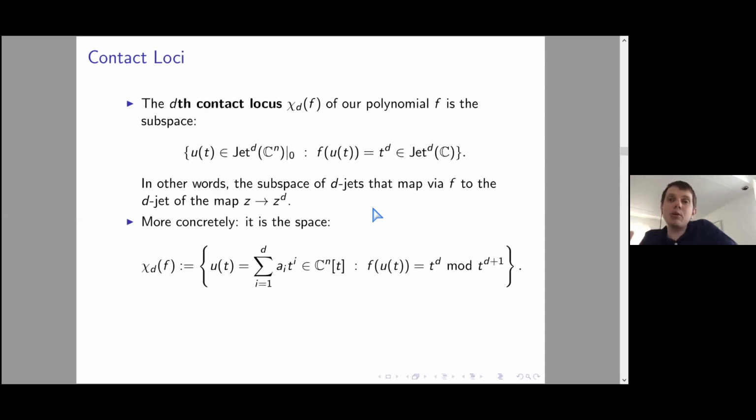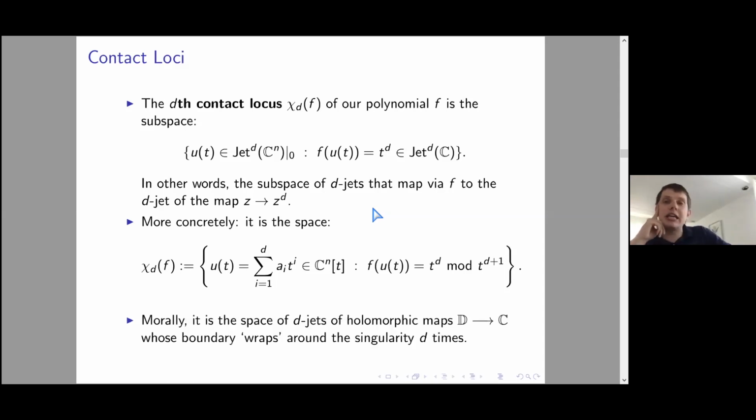Okay, so more concretely, it's described as the following thing. So I take the space of degree d polynomials whose coefficients are elements of Cn. And again, the constant coefficient is 0. And then I consider the polynomial f of u of t. I ask that it's equal to t to the d mod t to the d plus 1. So I look at all the coefficients of f of u of t, and then I only look at the first up to the dth power, and I ignore all the higher powers of t.